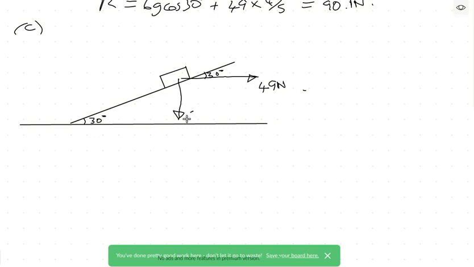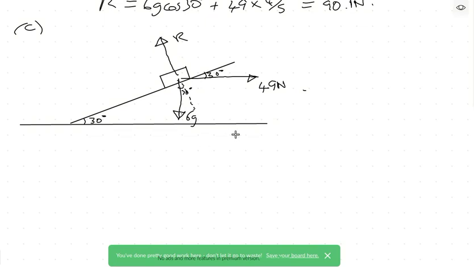You've got the weight, which is still 6g, but remember that that is going to be 30 degrees. And then we've got R, which is there. The whole thing changes basically. When you change the direction of a force, or you remove a force, or you add a force, you have to start again. It's just start again.